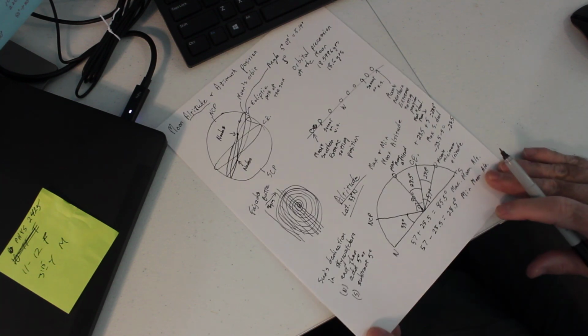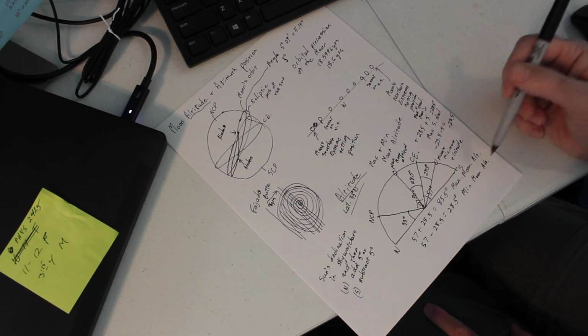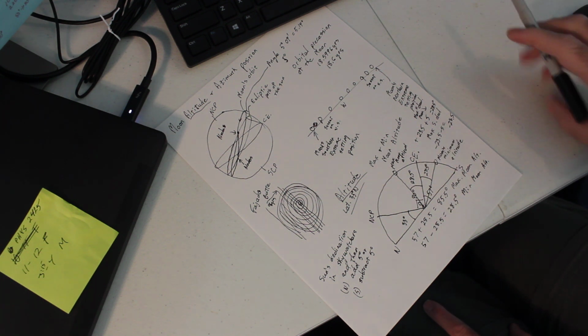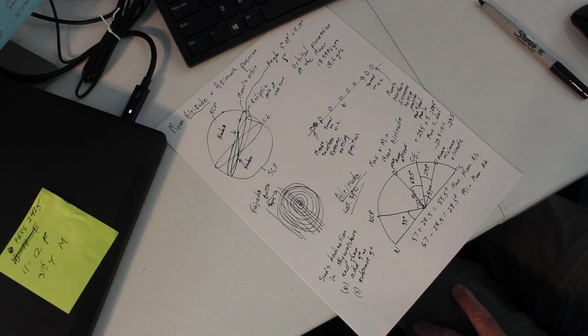All right, so that's how you find the moon's altitude. All right, next video, we're going to work on the azimuth or rising position.